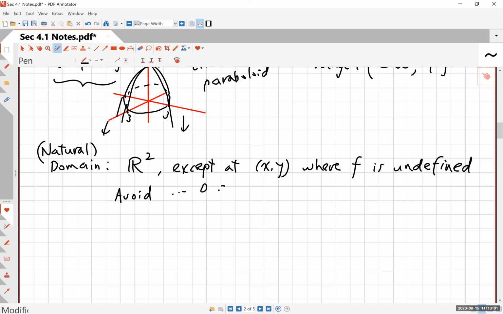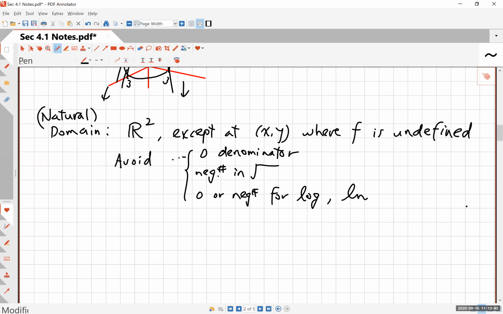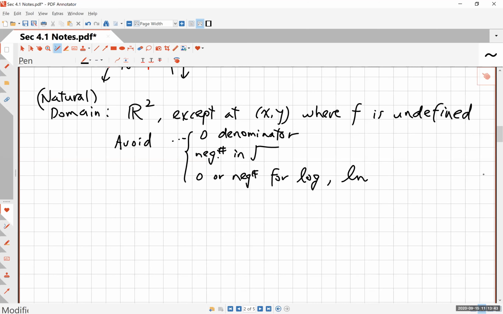The first thing is a zero denominator. You all know how bad it is, zero denominator. You should avoid a negative number inside of the radical sign, or cube root is okay, but for the fourth root you shouldn't have negative numbers, and that's because we want to stay in the realm of the real numbers, not complex numbers with i. And also you should avoid 0 or negative numbers for log, including the natural log. And if you think about it, there are a few other things you should consider, but most of these are just these, right? Avoid these, and you will be okay.